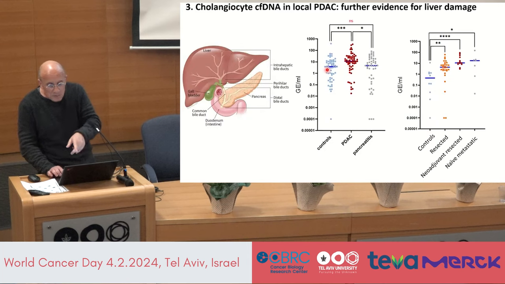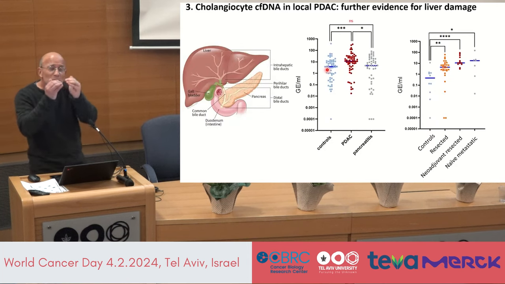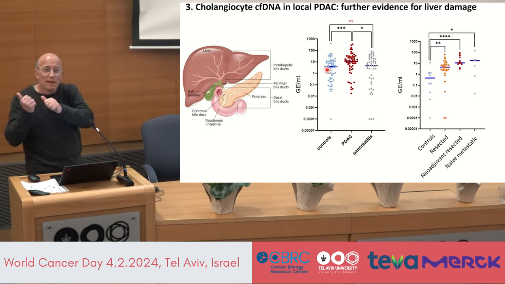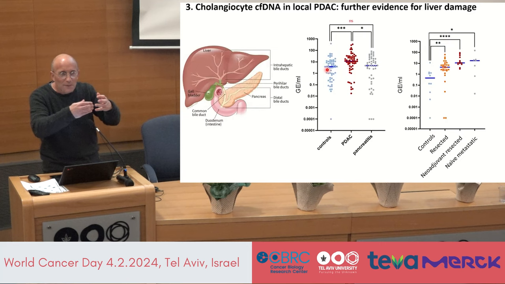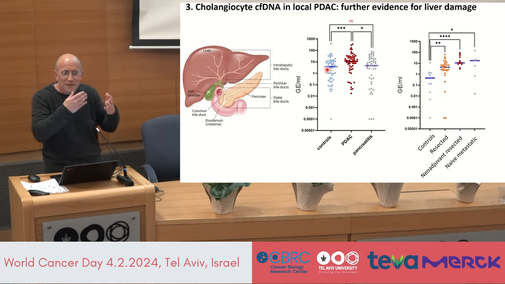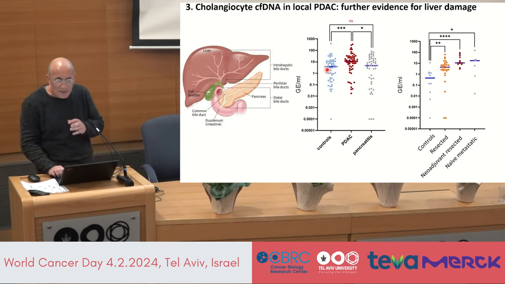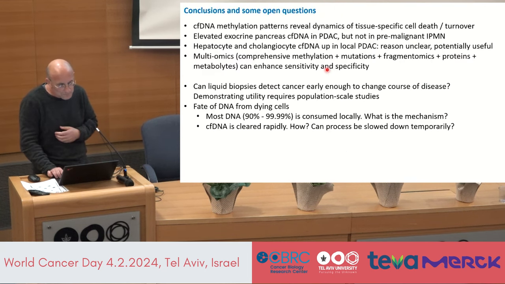cell-free DNA. We now have novel markers for cholangiocytes and other cell types of the liver. They're also elevated in patients with localized liver disease. Really interesting. We don't know what it means. Perhaps evidence of a pre-metastatic niche taking place in the liver, some cytokines released from the tumor to the liver and reprogramming the metabolism there. We're collaborating with Ilan Erez on that. We don't know the significance of that, but it is helpful as another marker for detecting pancreatic cancer.